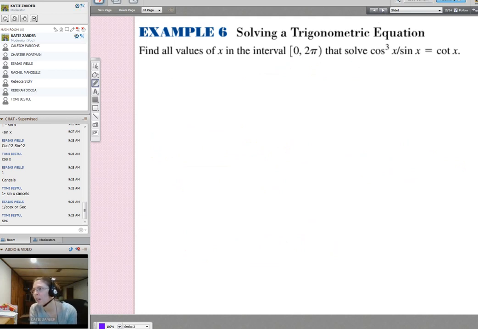All right, so the next example says to find all the values of x in the interval 0 to 2 pi. So that's simply just one time around the unit circle, right? That solves the cosine cubed x over sine x equals cotangent x. Eek! All right, so eventually as we work our way through Unit 5, we will see more of these examples that want us to solve trig equations.